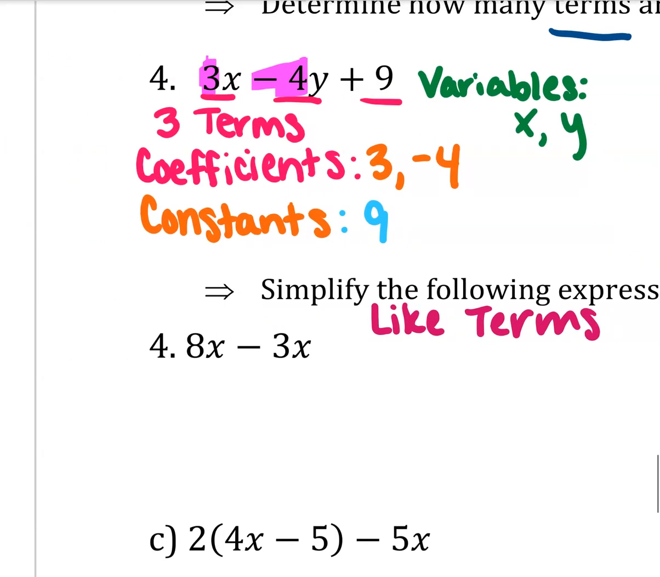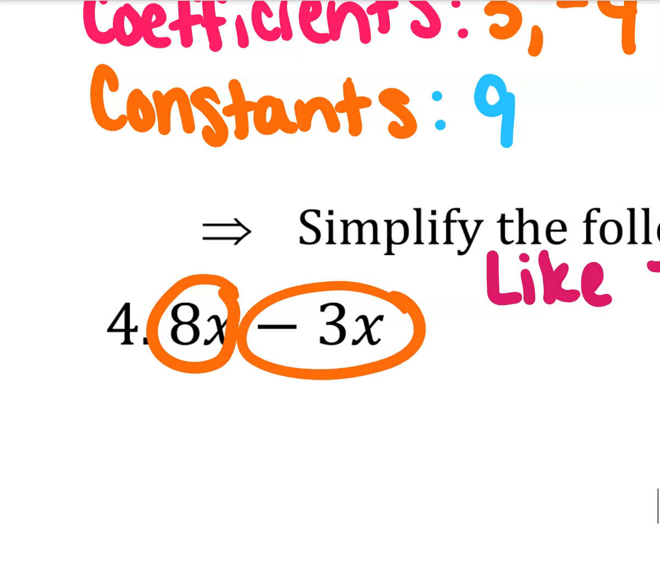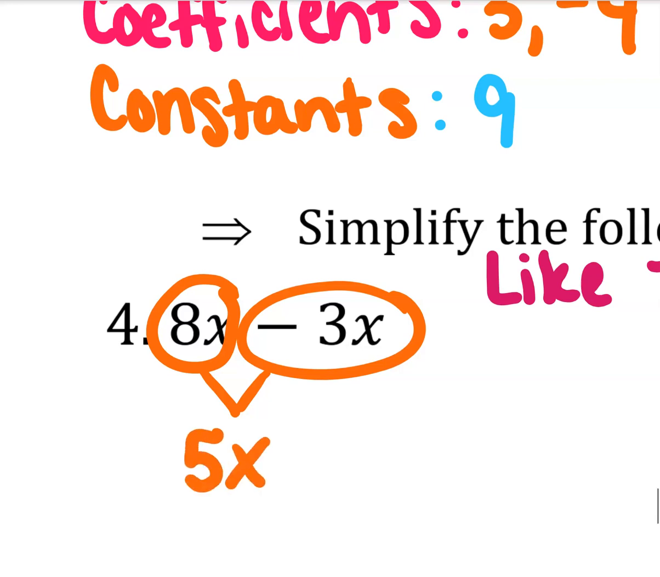So on number 4, I have 8x minus 3x. So what I like to do is I like to put circles around the circles and squares to kind of group like terms. So 8x and negative 3x. Those are both like terms because they just have x. 8 minus 3 is 5, and then keep the x. And that's it on that one.